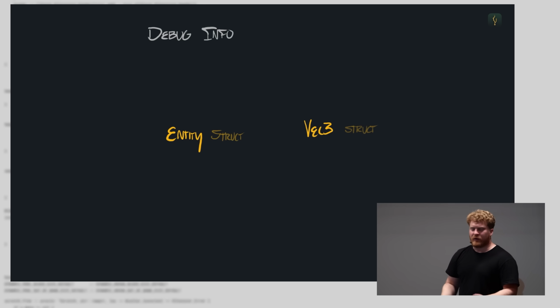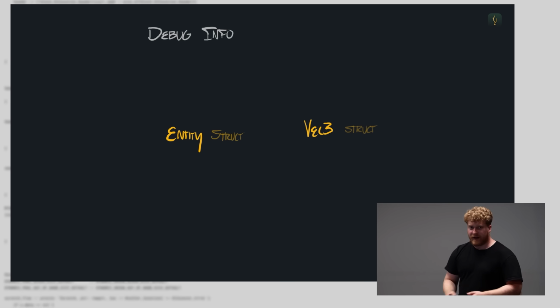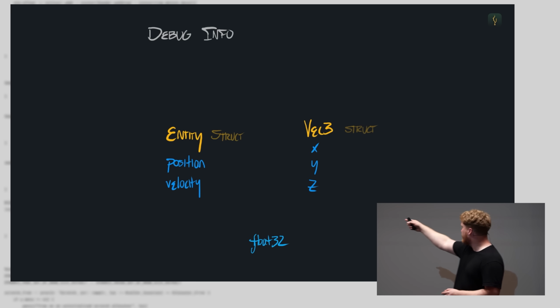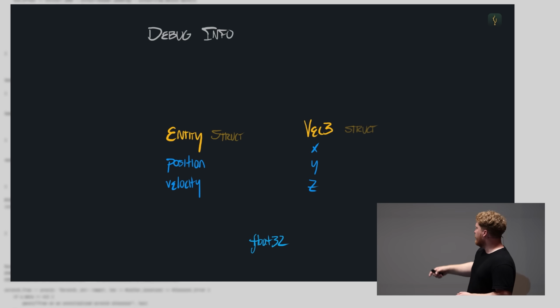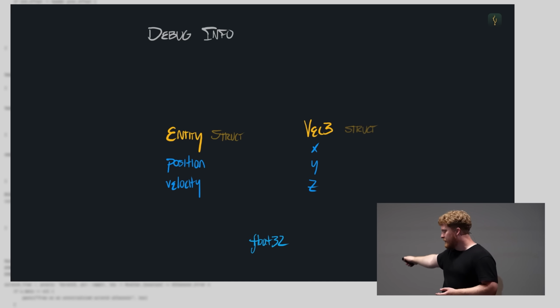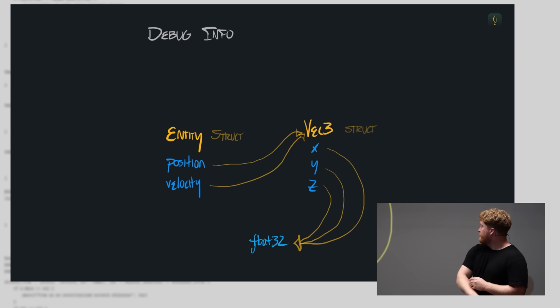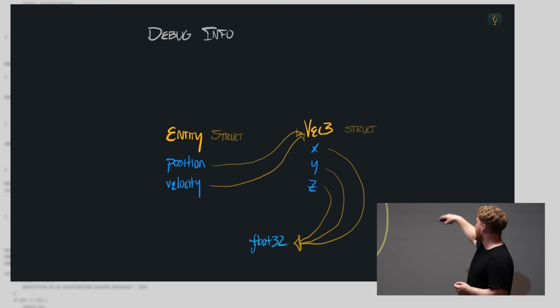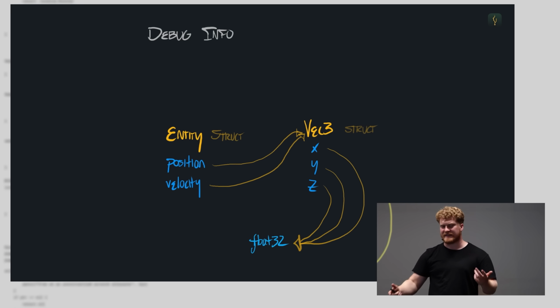Type information, maybe unsurprisingly, also covers user-defined types like structures. If I've got two structures here, entity and vec3, entity's got position and velocity, vec3 has x, y, and z. Then there's some base type float32. Not that surprising, hopefully. Position points at vec3, velocity points at vec3, x, y, and z point to float32. That's how that would be laid out.